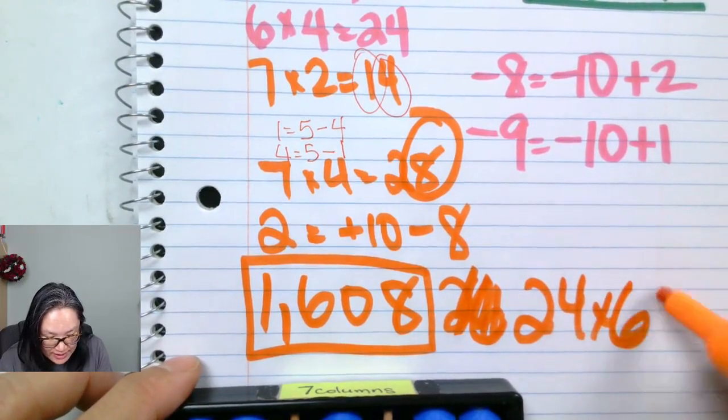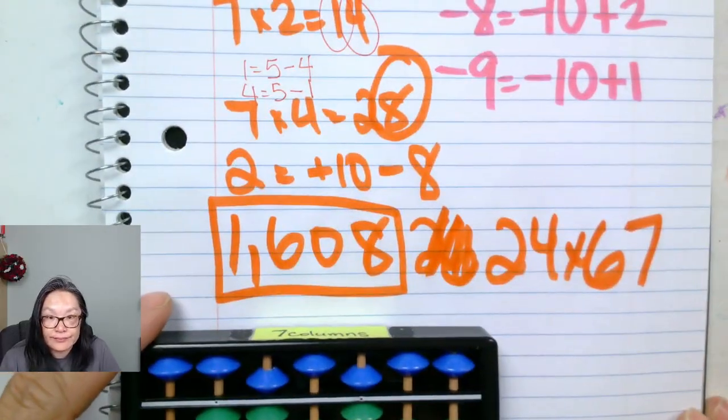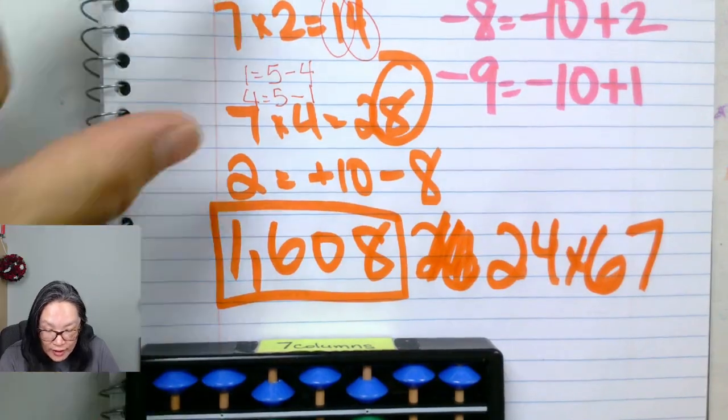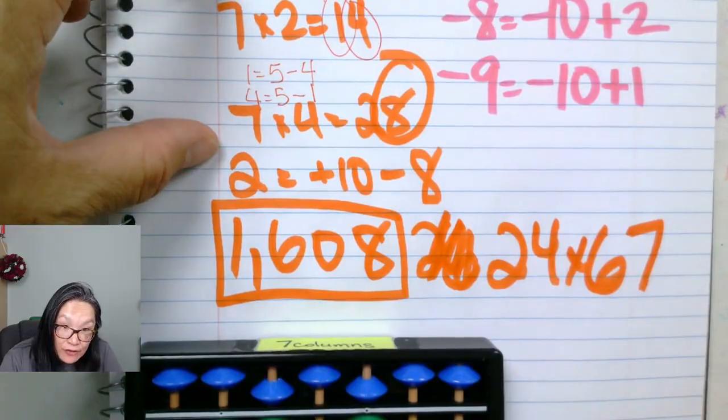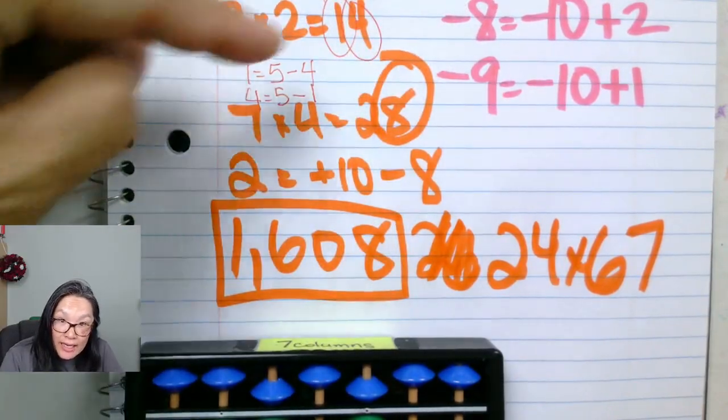24 times that by 67. Yeah. But don't forget, we break it down. We know our multiplication fact. After you know your multiplication fact, then you do your adding and subtracting.